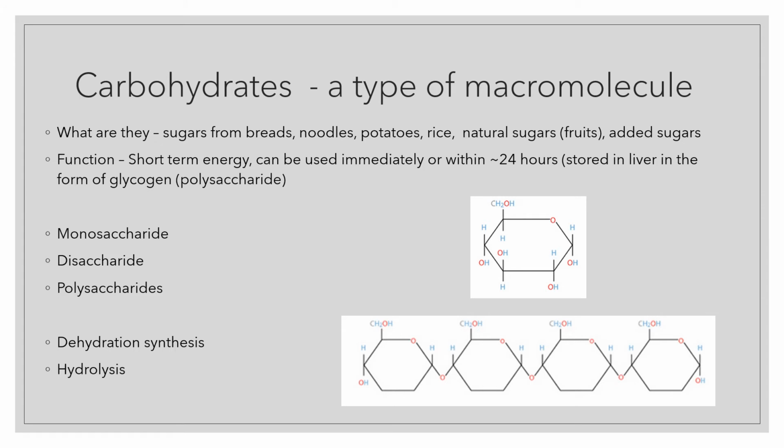So in this part, we started talking about macromolecules. We have carbohydrates, we have lipids, we have proteins, we have nucleic acids. Okay, but carbohydrates and proteins and lipids all go through their own dehydration synthesis and hydrolysis. Okay, so what are carbohydrates? So they're sugars from breads, noodles, potatoes, rice, natural sugars found in fruits or added sugars, things like that. And what do carbohydrates do? They're short-term energy.